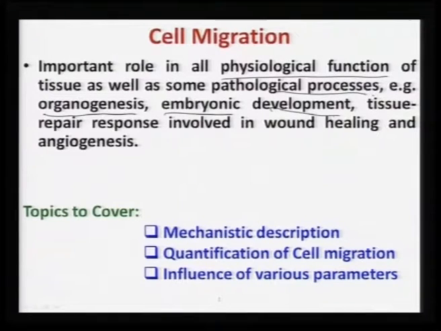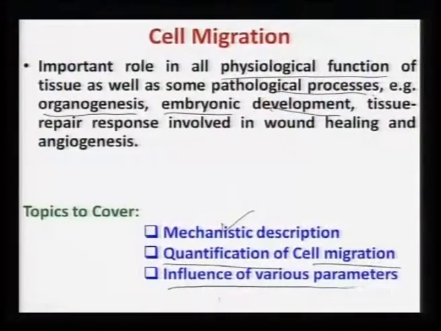Now, a couple of things that I will cover under cell migration: one is the mechanistic description, and the second one is the quantification of cell migration. So, you will have some ideas about some values, like what is the typical speed with which cells move, what is the time scale, and the influence of various parameters.